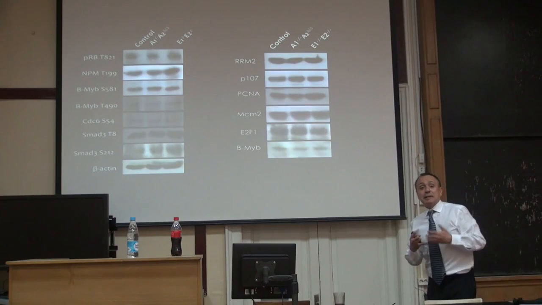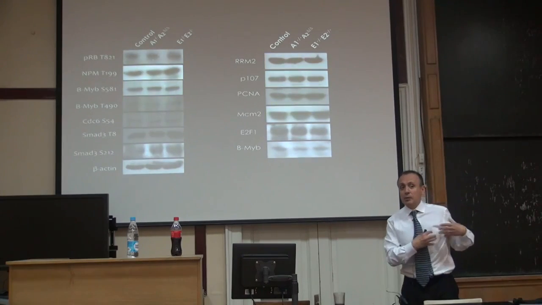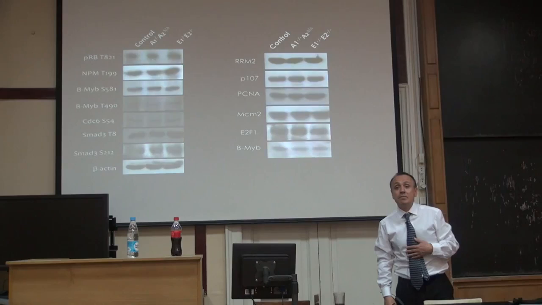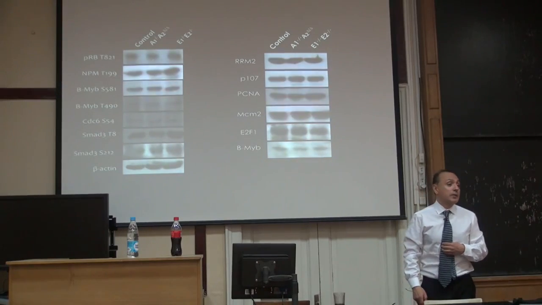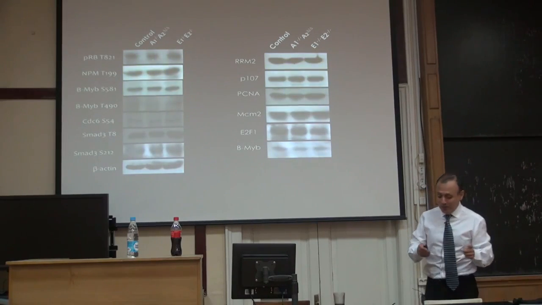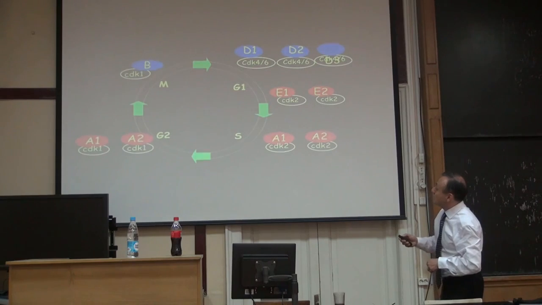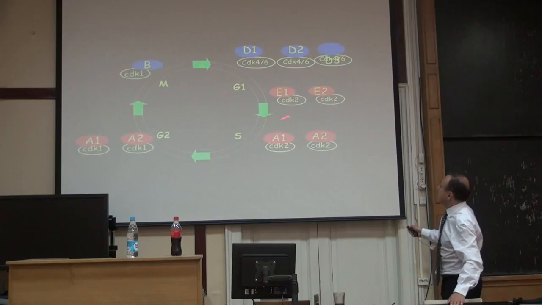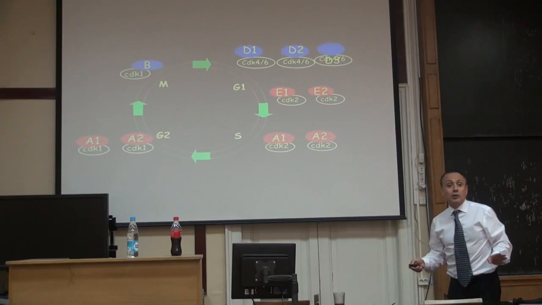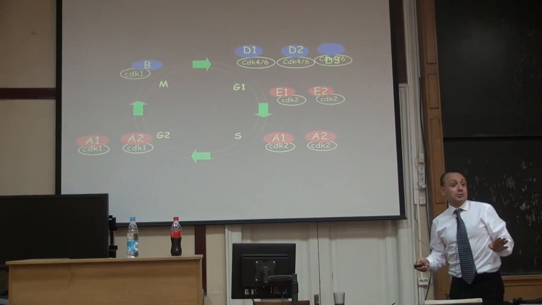So, how can we test this? How can we test that our hypothesis is correct? Yeah, all four. You mean? Yeah, exactly. So knock out all four, and that's what we did. This is a quadruple knockout. We are going to knock out E and A type cyclins, and we are going to see what happens.